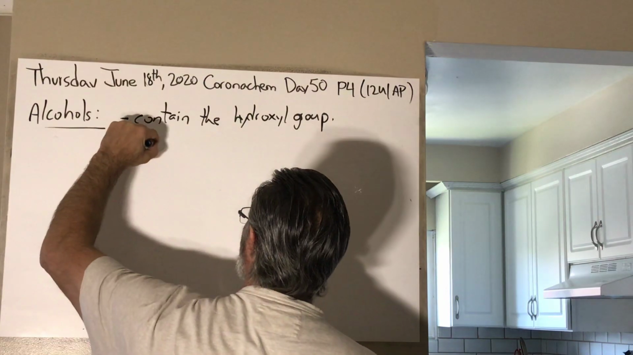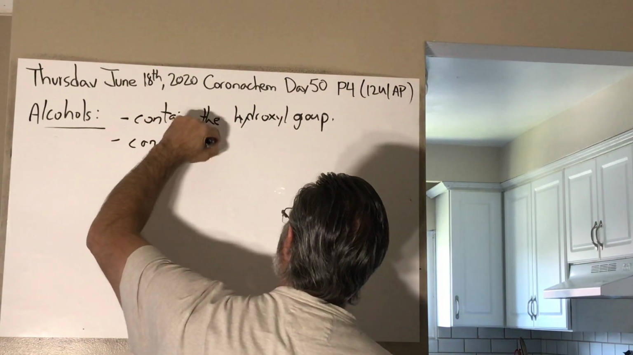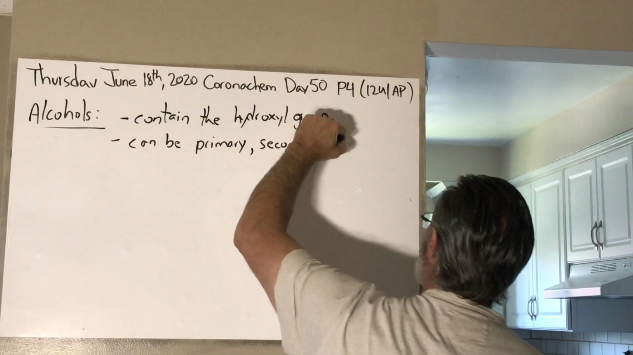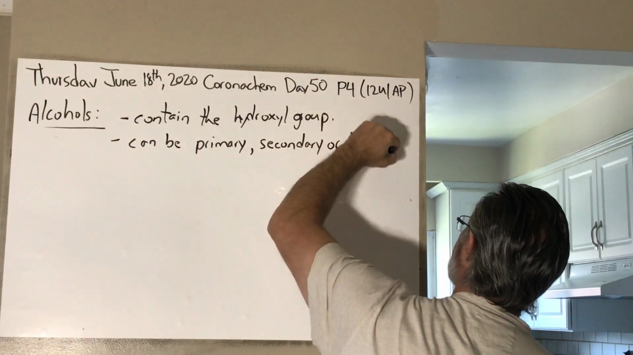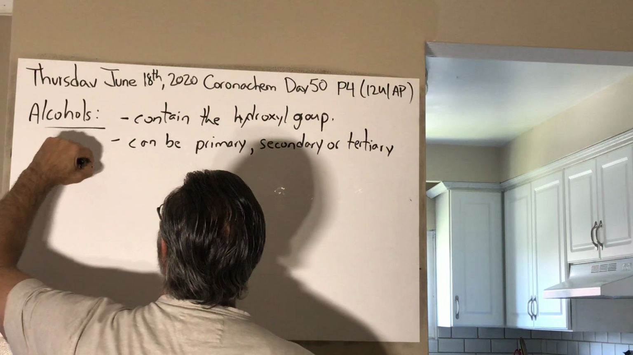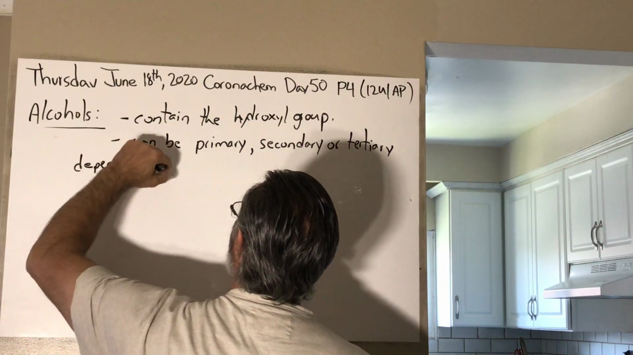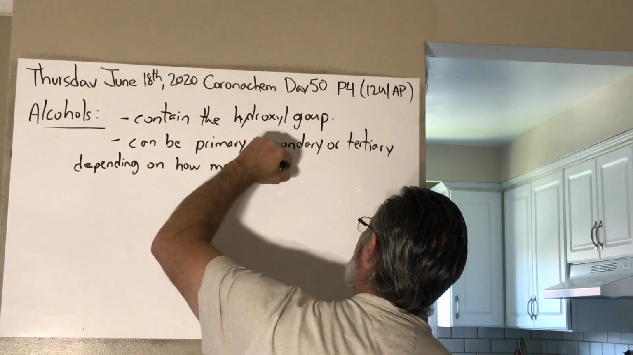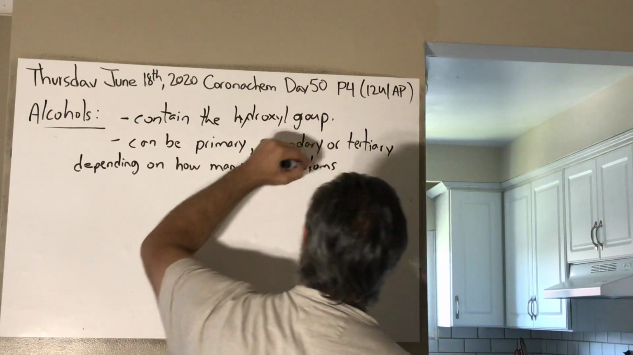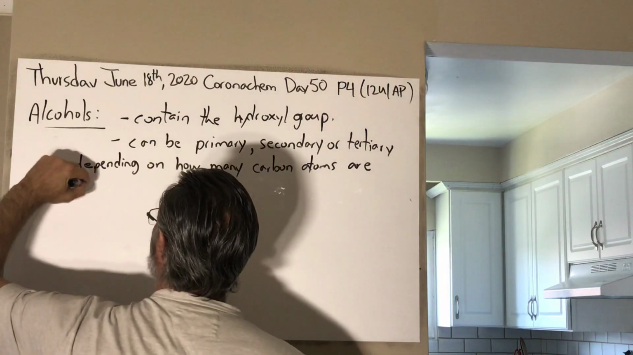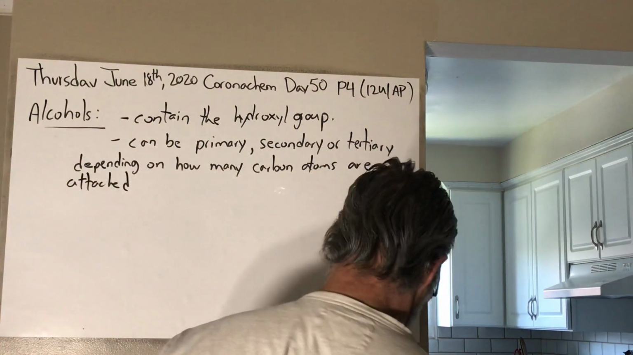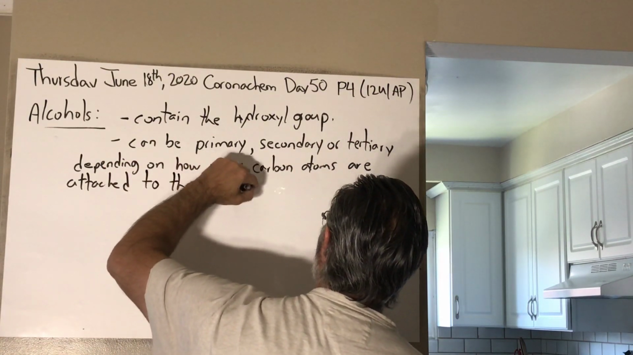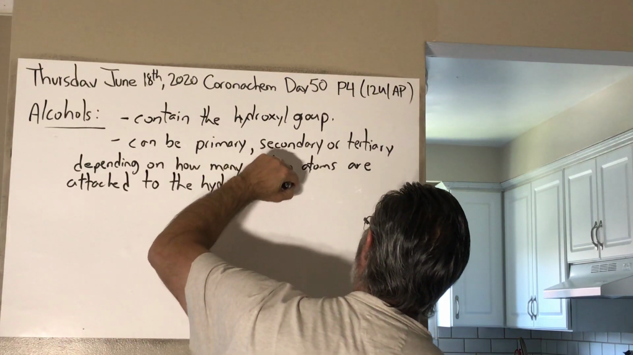They can be primary, secondary, or tertiary depending on how many carbon atoms are attached to the hydroxyl bearing carbon.